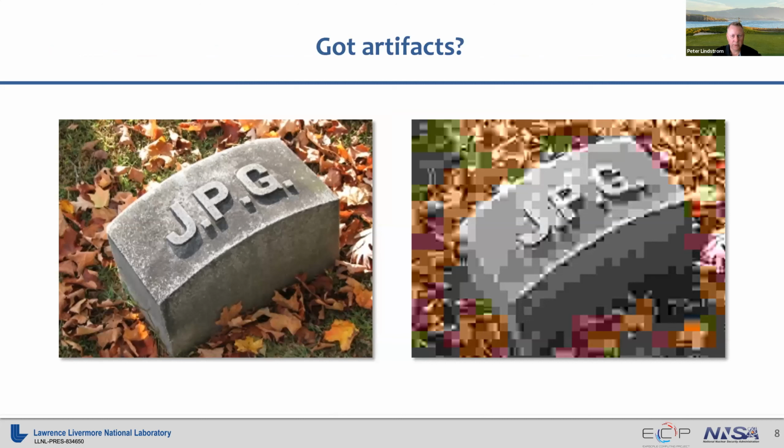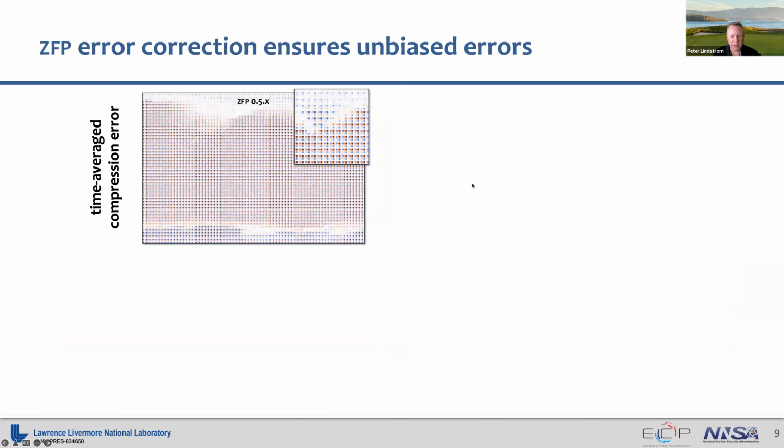All right, so anybody who has played with JPEG image compression is probably familiar with these kinds of block artifacts. And since ZFP is also based on a block decomposition, there's a potential concern for such artifacts. As it turns out, I'm going to start by showing a bad case here where you can actually see these block artifacts.